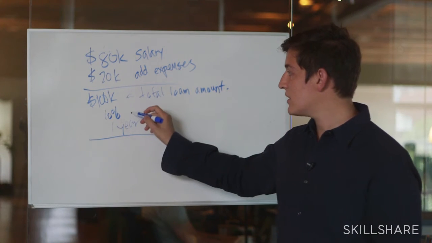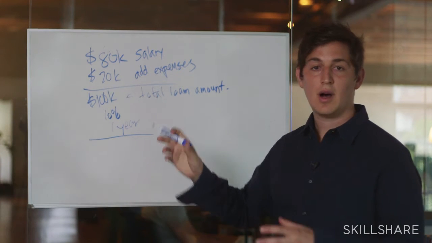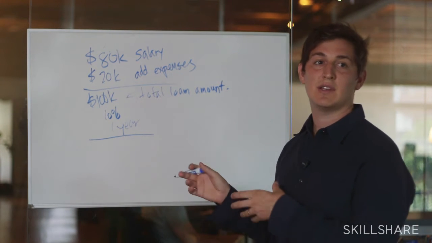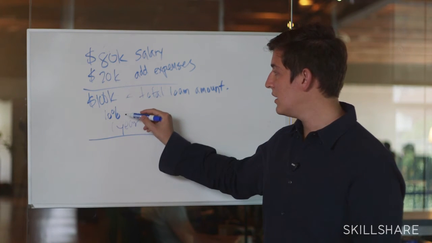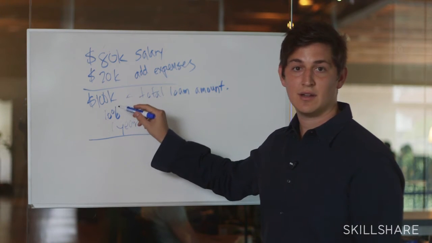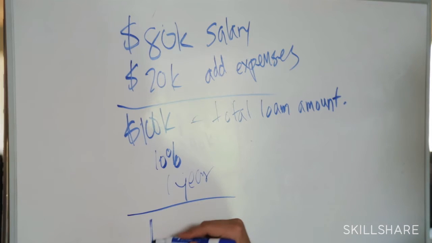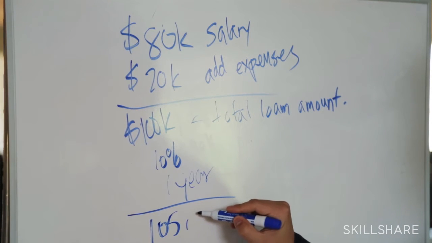So interest is only going to accrue on the amount of principal remaining at any given time. So the total cost of the loan isn't simply going to be $110,000. It's going to be slightly less. So let's assume that it's $105,200.